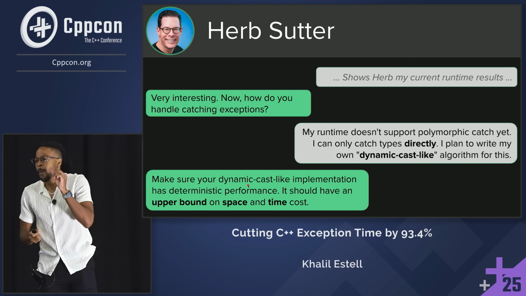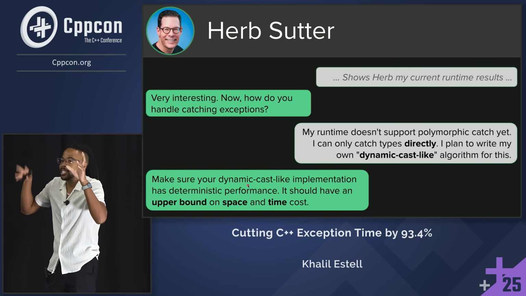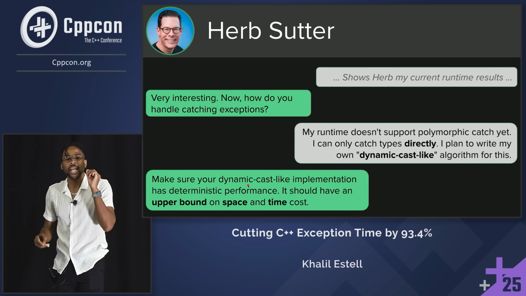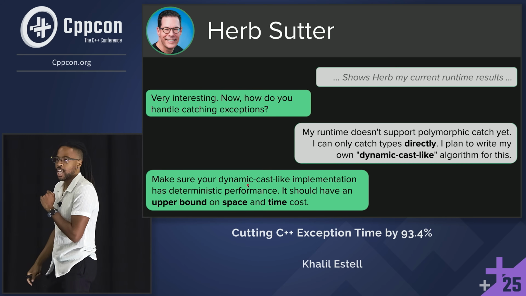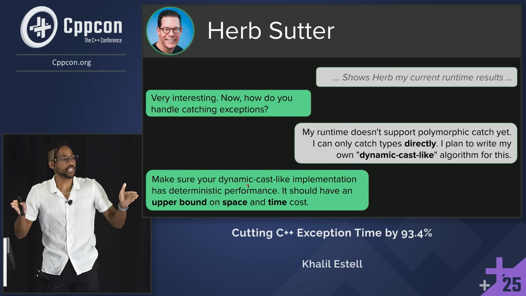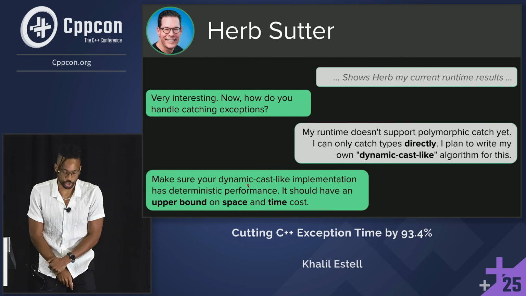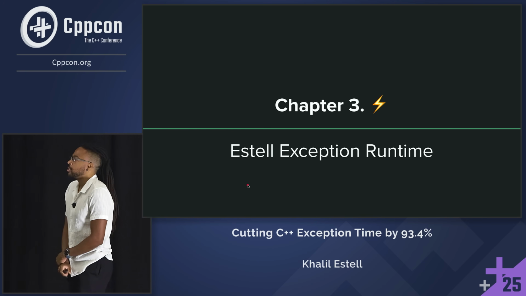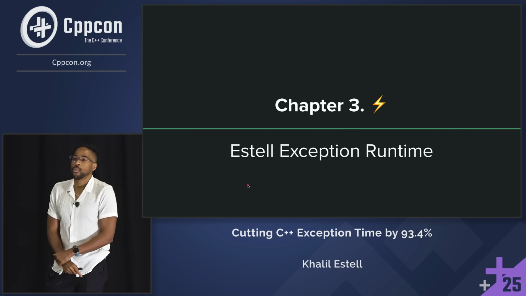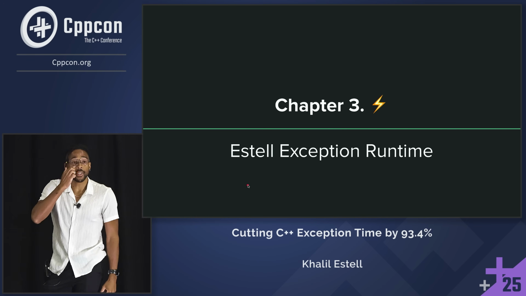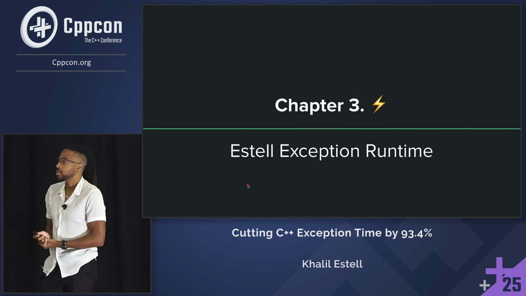To which he said, make sure your dynamic cast-like algorithm implementation has deterministic performance. It should have an upper bound on space and time cost. Understood. And with all of that, I can now start talking about my runtime. We're not going to go into all the details about it. I'm just going to go over the optimizations that I made, and maybe you'll get some useful information from that.